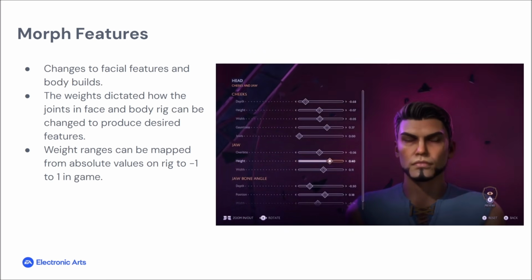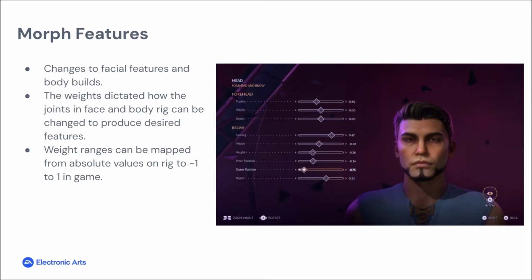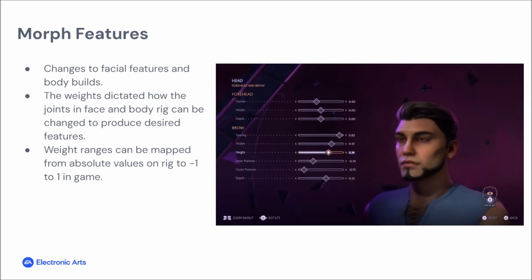Next is morph features, which are used to change the facial features and body builds by mapping the weight range of -1 to 1 to a particular set of bone transforms. The input for this is the facial feature ID for the bones to be transformed and the corresponding weight.